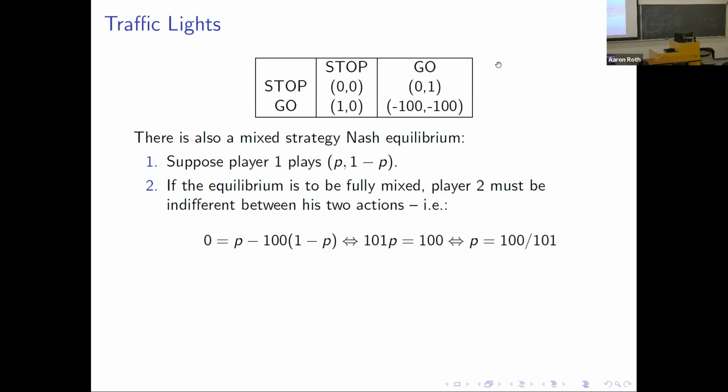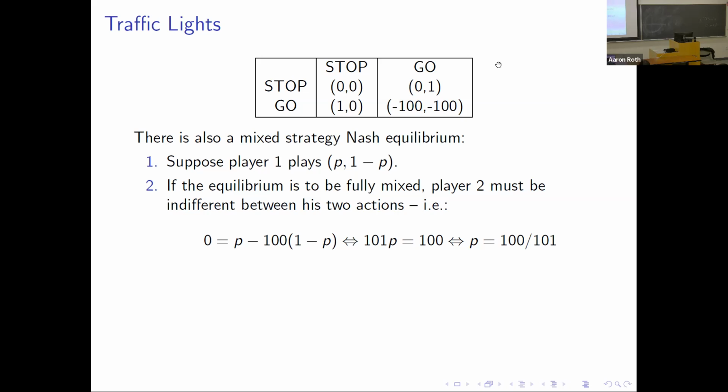I can't randomize at equilibrium between two actions that have different payoffs for me and expect that to be a best response. Otherwise, I could just put more weight on the better action. Which means I have to be indifferent between these two actions, stop and go. And I know what my utility is for stopping. It's 0 no matter what. And so at equilibrium, my utility for going also has to be 0.